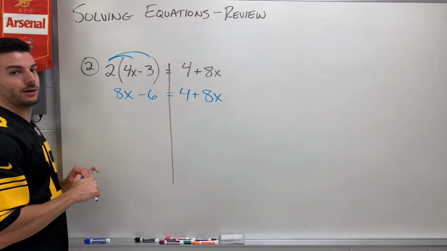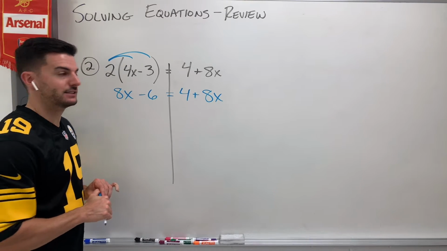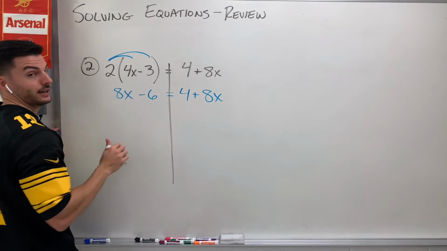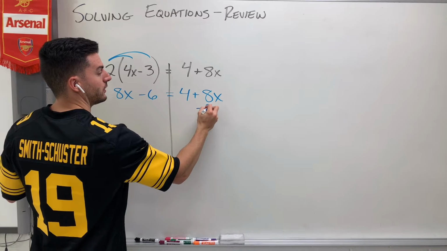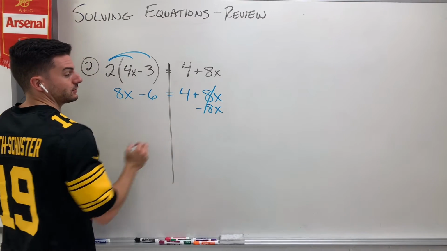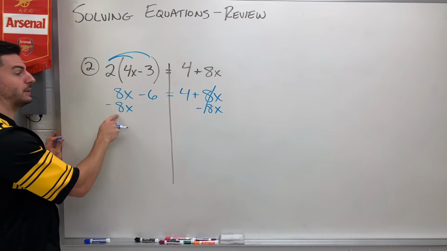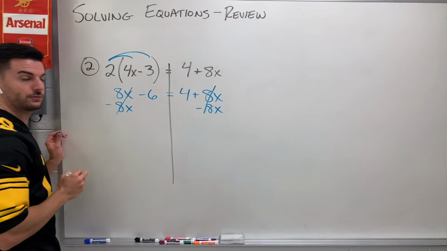Step 2, I'm going to try to cancel out one of these x's, same thing as the other one. I got x's on both sides. Hopefully you noticed when you minus that 8x, it cancels, and you minus that 8x, same thing. 8x minus 8x, it's gonzo, right?